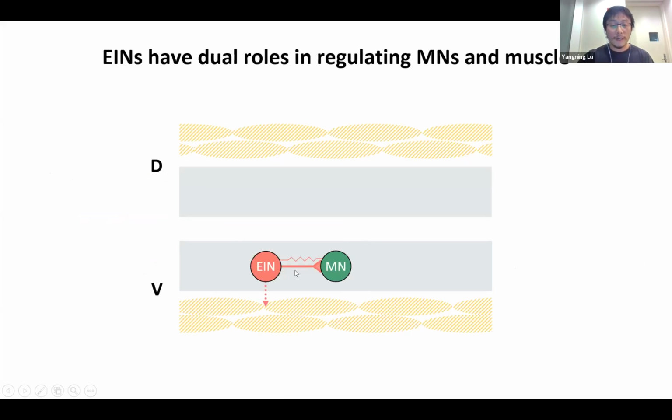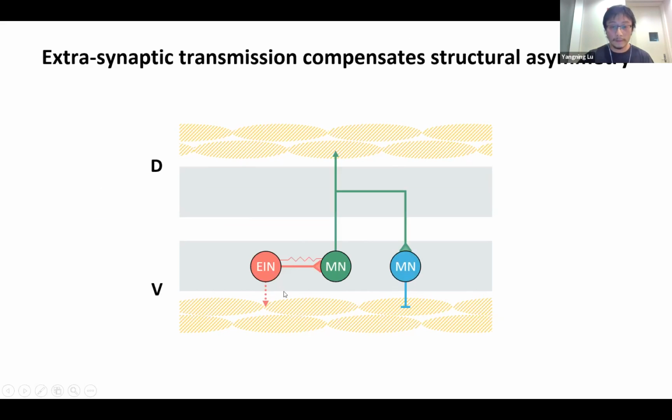So in conclusion, we found that the premotor interneurons have dual roles: it's not only the premotor interneurons, they actually also act as motor neurons by themselves, and that extracellular transmission compensates for this structural asymmetry. And by additional studies, we also found that GABA is also acting upon the excitatory motor neurons, so that we have balanced outputs on both sides.